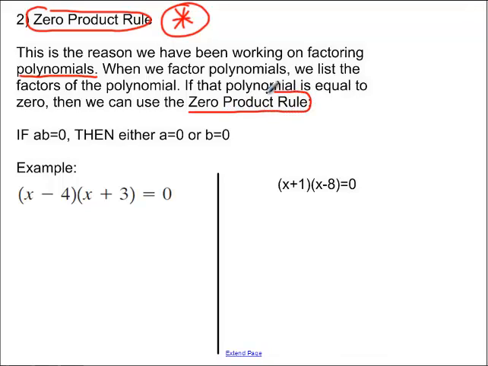So what is that right here? I would say, take a look at this. Here's our zero product rule. If a times b equals 0, then either a is equal to 0 or b is equal to 0. Now let's take a look at that.